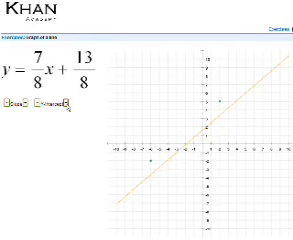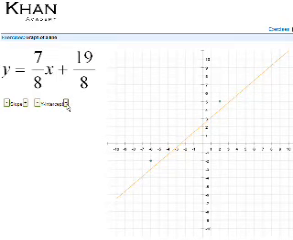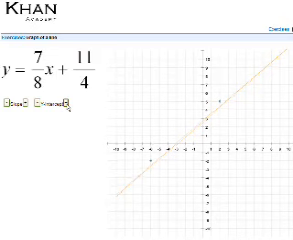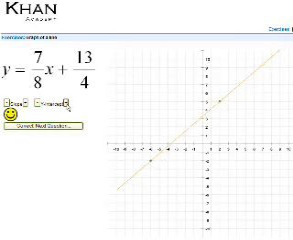Let's see. Let's move this line up, and you do that just by changing the y-intercept. You can see shifting the y-intercept up just shifts the line straight up. It doesn't change the inclination of the line. The slope changes the inclination of the line. Oh, there we go. The equation of this line is 7/8 x plus 13 over 4.